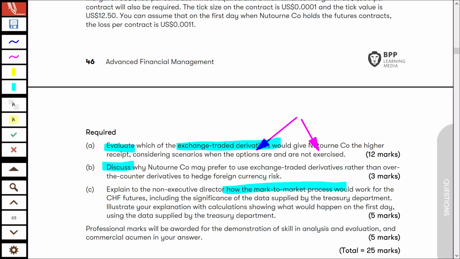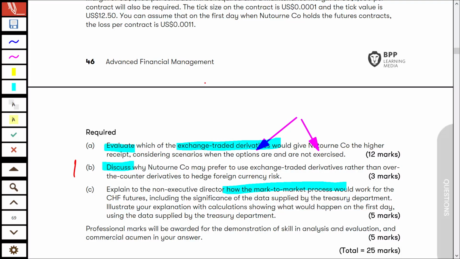For example, in part B, lots of easy discussion points to be made. Exchange traded derivatives can be exercised over a range of dates, are easy to buy and sell to adjust your position, and are normally much more flexible in that sense compared to over-the-counter derivatives. And they're also likely to have lower premiums because they're standard agreements. They haven't been designed specifically for you. So easy to pick up marks in part B.